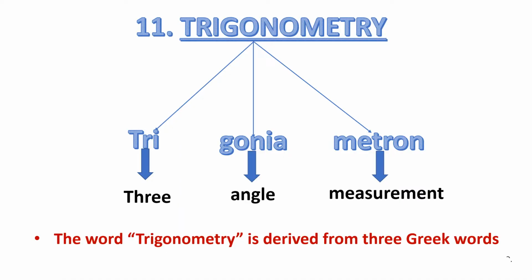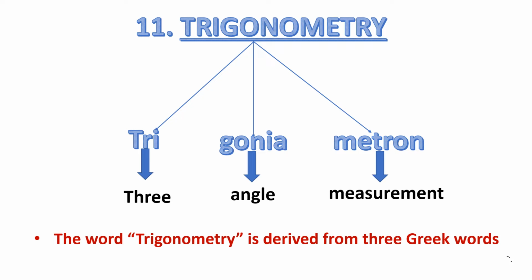Chapter number 11, trigonometry. Before discussing trigonometry, we will remember the basic knowledge of geometry: angles, types of angles, complementary angles and supplementary angles. What are complementary angles? If the sum of two angles is 90 degrees, then the two angles are said to be complementary angles. If the sum of two angles is 180 degrees, then the two angles are said to be supplementary angles. From this basic knowledge of geometry, we will discuss trigonometry.